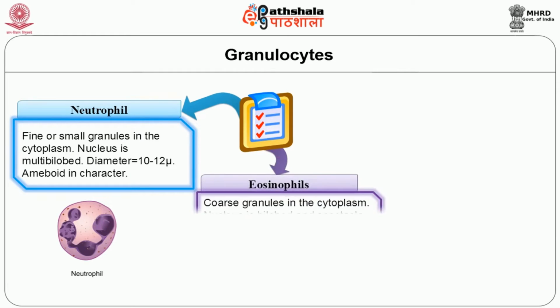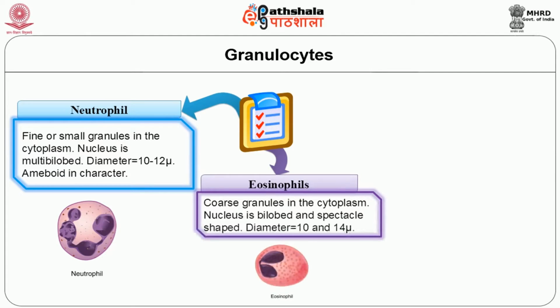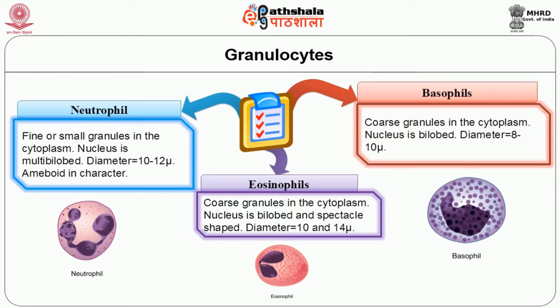The next one are the eosinophils. The eosinophils have coarse and larger granules in the cytoplasm which stain orange with eosin. The nucleus is bilobed and spectacle shaped. The diameter of the cell varies between 10 and 14 microns. The third one are the basophils. The basophils also have coarse granules in the cytoplasm. The granules stain purple blue with methylene blue. The nucleus is bilobed and the diameter of the cell ranges between 8 to 10 microns.